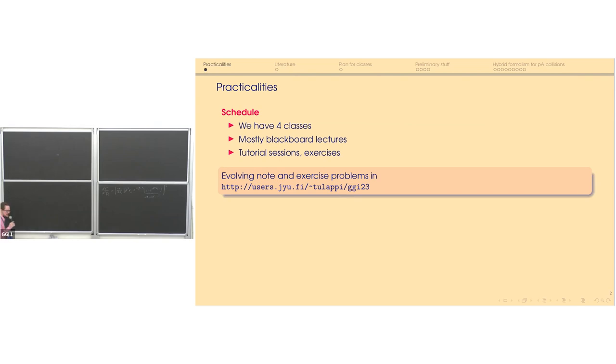Okay, so let's continue. We looked at the scattering of a scalar electrically charged particle off a classical electromagnetic field, in the high energy limit, and we obtained this kind of expression for the cross section. Before we go to colored particles and QCD, a few remarks about this.